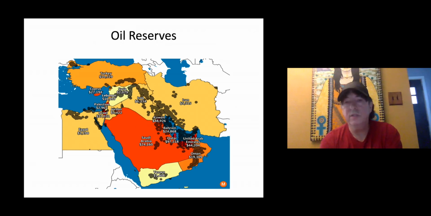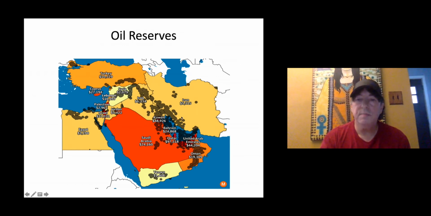These brown dots represent major oil reserves in the Middle East. You can see they're concentrated in what's called the Persian Gulf area here. And then you have oil up here in Syria and Iraq, and smaller amounts here in Egypt. But the main fields here are in Iran, Iraq, Saudi Arabia, and then Bahrain, Qatar, United Arab Emirates, Oman. Those are the main oil resource countries in the region.